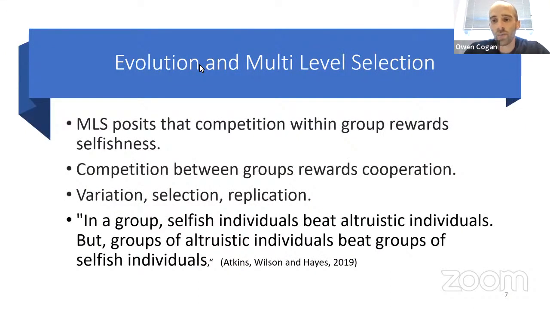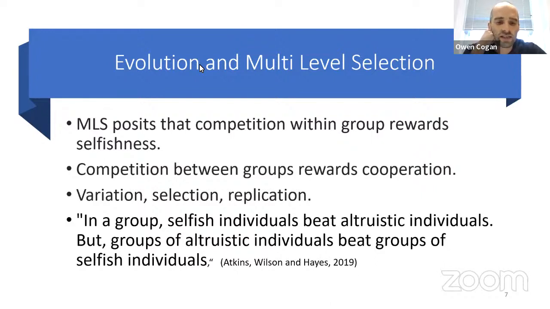Multi-level selection theory posits that this mechanism links to groups in a couple of different ways, at a couple of different levels. At the level of individuals within a group, individuals can and do compete with each other, and at that level, selfishness is often rewarded and self-interested behavior is selected by the environment, essentially.